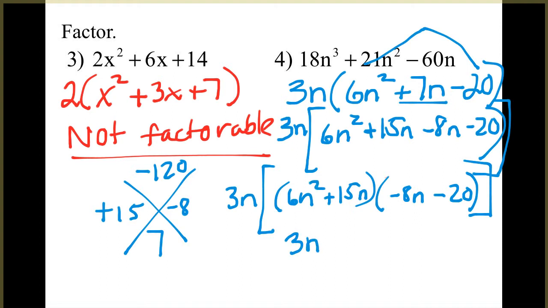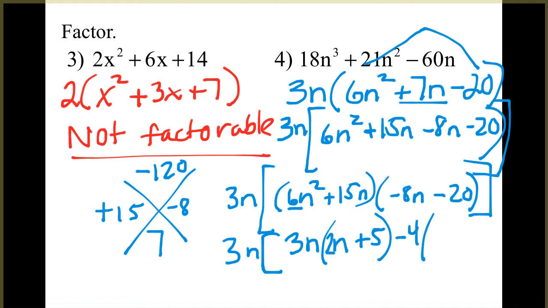That was an n squared. And what I'm left with is 3n. I'm left with n plus 5. And when I divide a negative 4 out, I'm left with a 2n. When I divide this by 3, I'm left with that 2. When I divide a negative 4 out, I'm left with 2n plus 5.